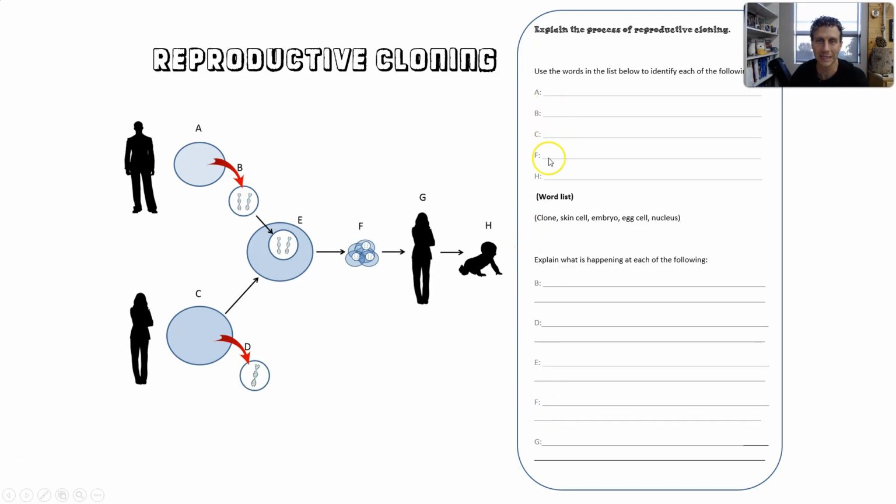For A, B, C, F, H here, you look at your diagram and you look at your word list and you say, what is A? That is, here's A. What is that? Is that a clone? Is that a skin cell? Is that an embryo, egg cell, nucleus? What is that? Okay, so you're going to label that.